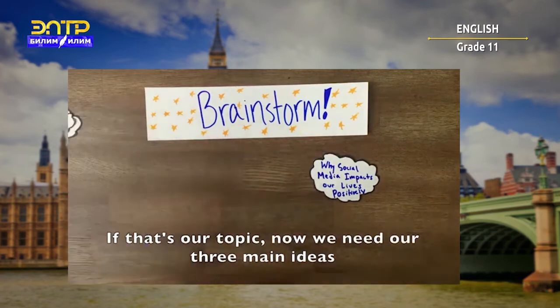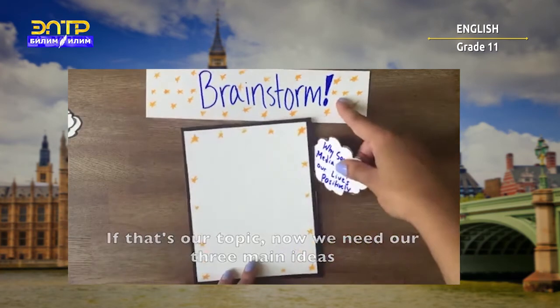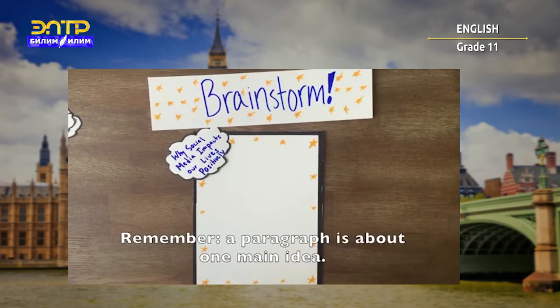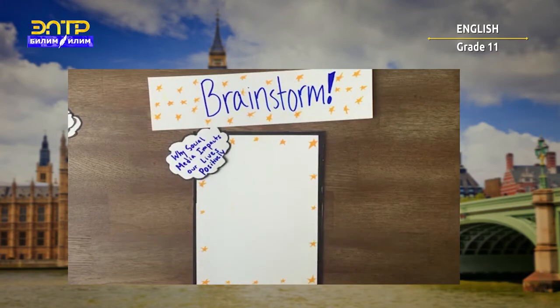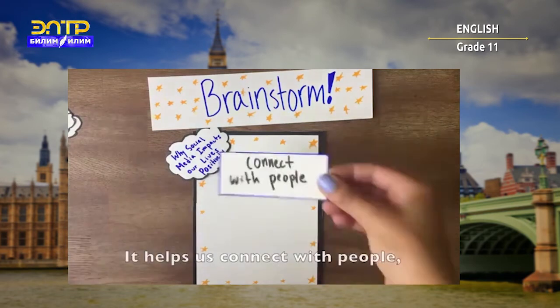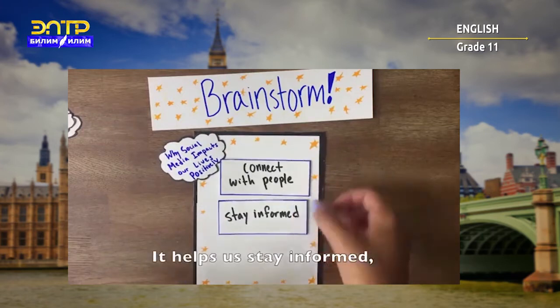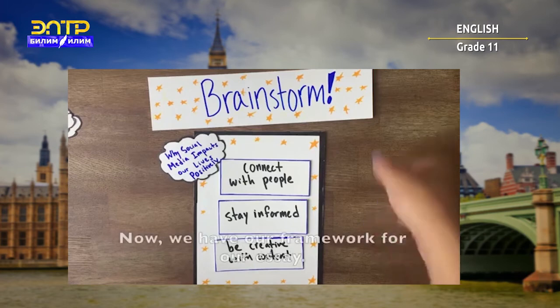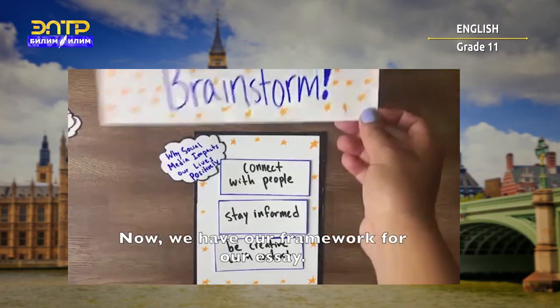If that's our topic, now we need our three main ideas, each of which will be one body paragraph in the essay. Remember, a paragraph is about one main idea. So let's say these are the three arguments for our pro-social media essay. It helps us connect with people, it helps us stay informed, and it allows us to be creative with content. Now we have a framework for our essay.